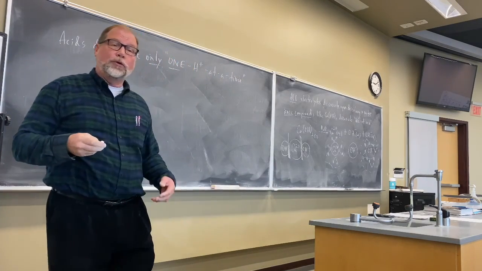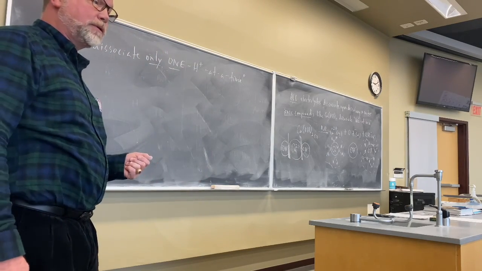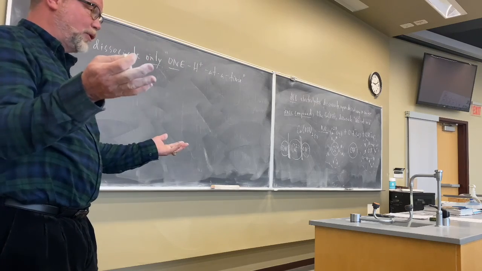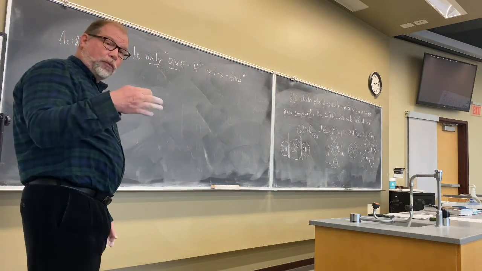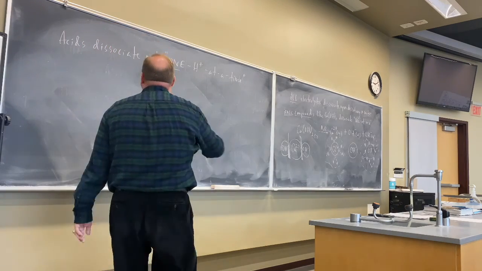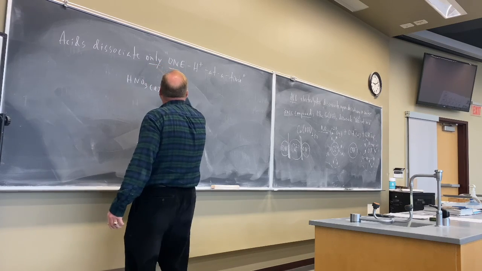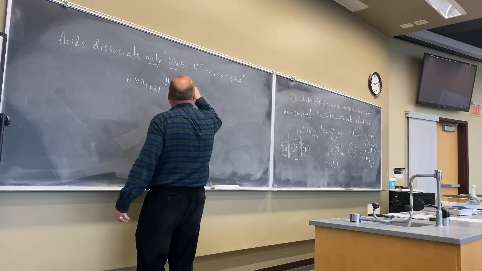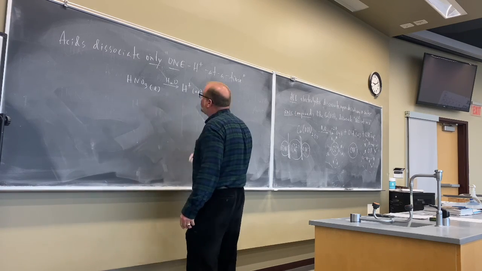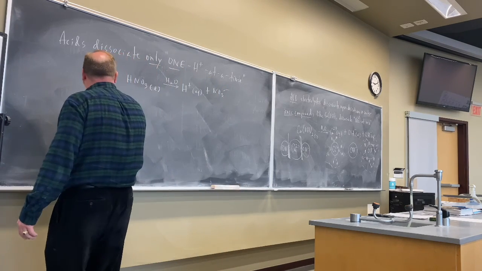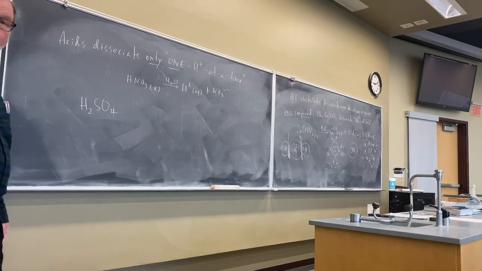That is part of the information that we use to recognize that this is a covalent substance, not an ionic substance. Because an ionic substance would dissociate all at once, but an acid dissociates one proton at a time. Now, if there's only one proton, that's pretty straightforward. But if we have a diprotic acid, like H2SO4.